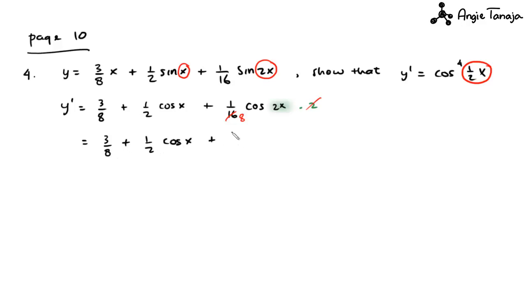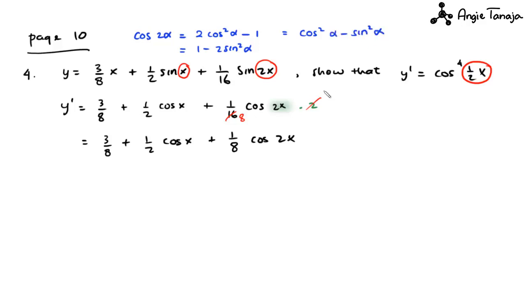So this will be just simply 1 over 8 cos 2x. And now it's time for us to change this to be half of it, right? Because this one is cos, I want to recall the cos double angle. When you have cos 2 alpha, this will equal 2 cos square alpha minus 1, or also 1 minus 2 sine square alpha, or you also can say that it is just cos square alpha minus sine square alpha, right?